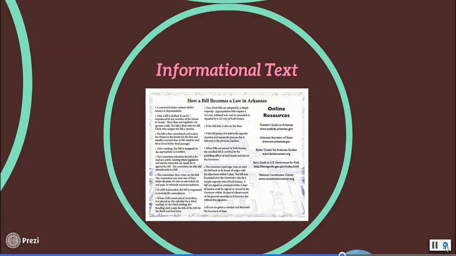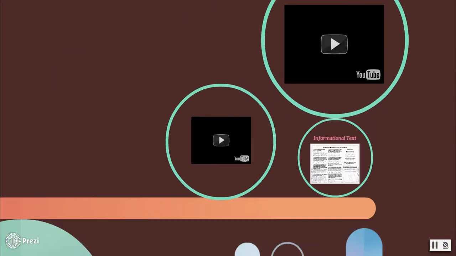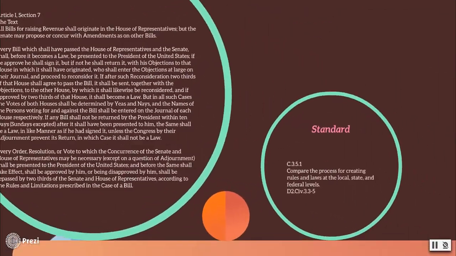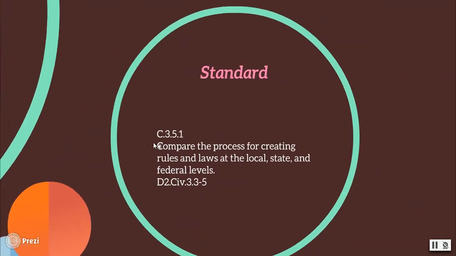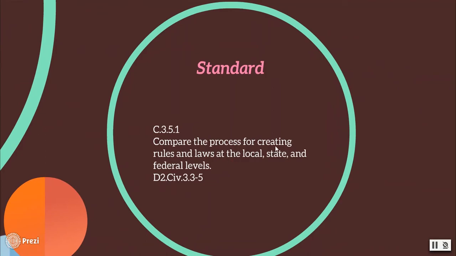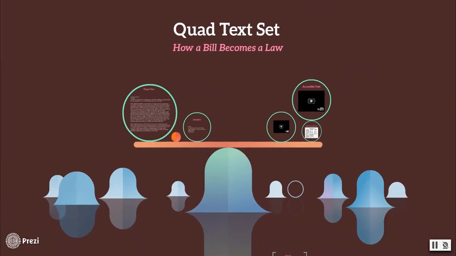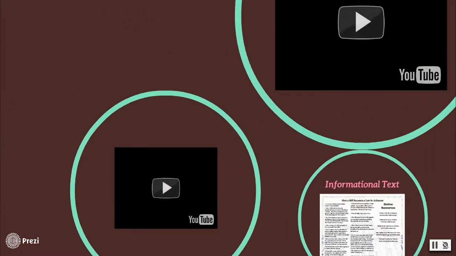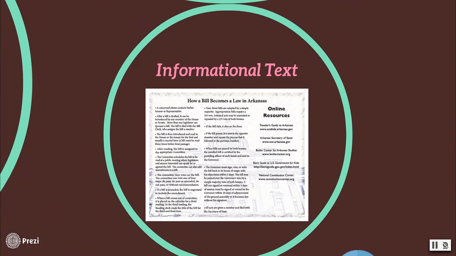So you give them an informational text where they learn extra information and they're still piqued, still engaged, still curious, still learning more. It's really a win-win-win-win-win. So for mine, I picked How a Bill Becomes a Law in Arkansas, which does rhyme. And I picked that because of my standard, which is to compare the process for creating rules or laws at local, state, and federal levels.